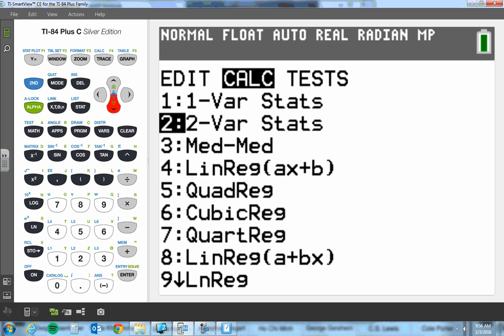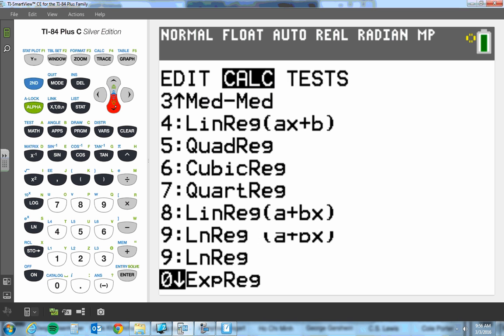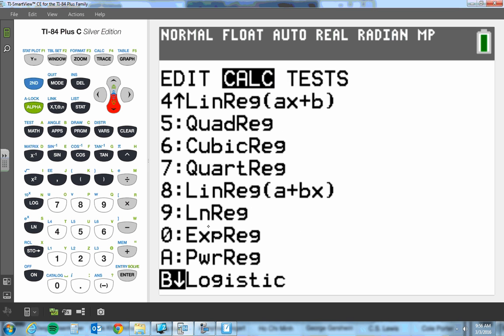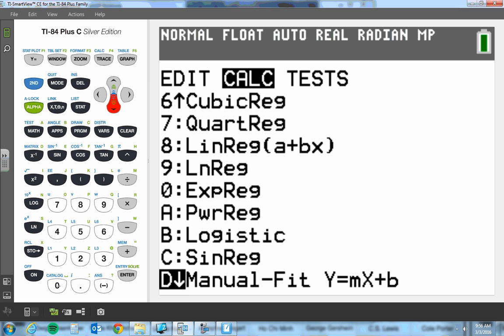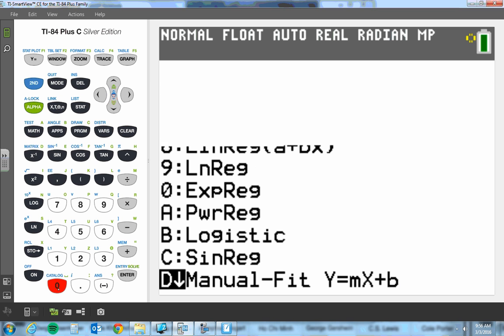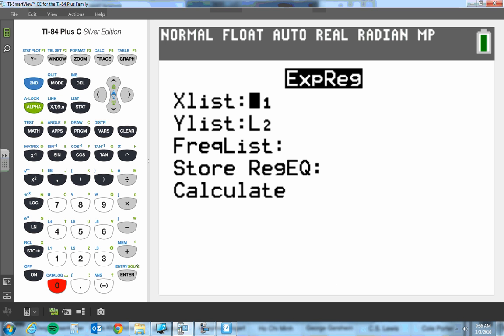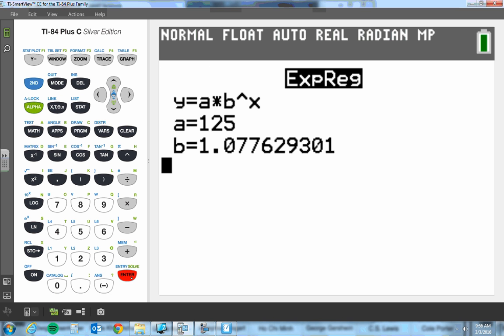Good. Yes. So 0. And you can just press 0, but I want you to see it first. And so, yeah, that's what we want for exponential regression. Okay, stop. And just press enter for everything. And when you calculate, press enter. And there you go, there's our equation.